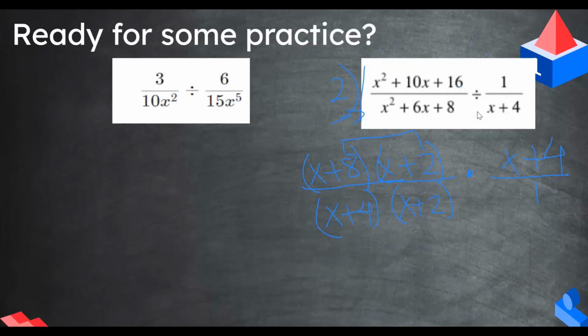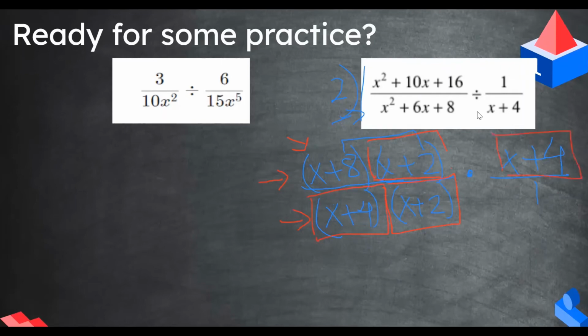So now I look for common terms. I start off with my first binomial factor. Do I see x plus 8 anywhere in this expression other than where it originally is? Are there any x plus 8 in this fraction? No, right? So it does not have a common factor. Now you ask yourself about x plus 2. Do you see any other x plus 2s? Yes, at the top and at the bottom. Now you ask yourself about x plus 4. Do you see any other x plus 4 in this expression? It's in the second expression.